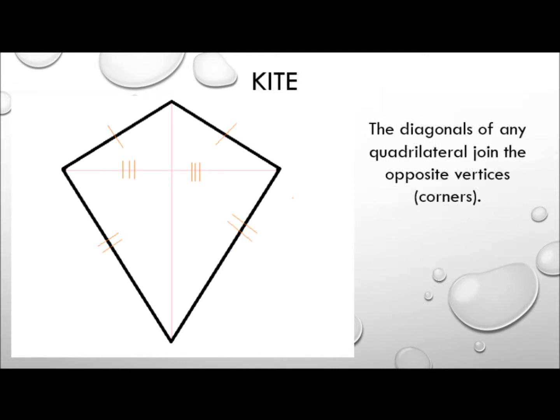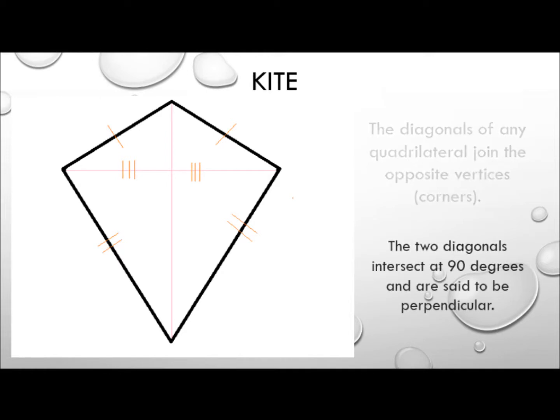If you draw a line from one corner, which is officially called a vertex, to the opposite corner, or vertex, then the line that joins the two vertices is called a diagonal. In a kite, the two diagonals intersect at 90 degrees and are said to be perpendicular.